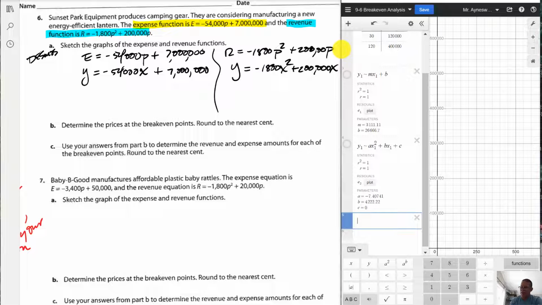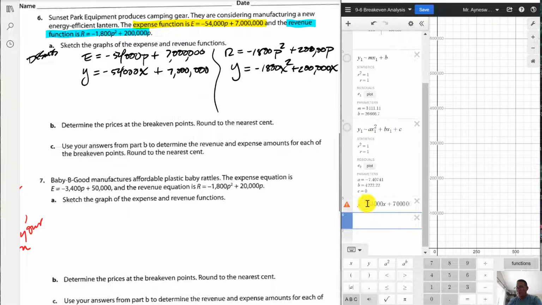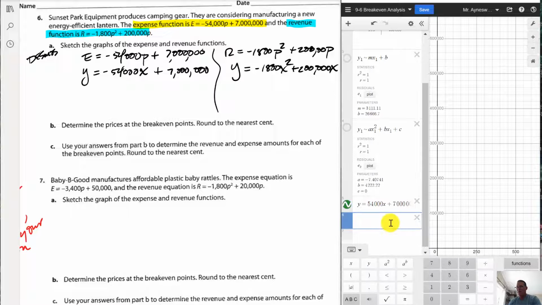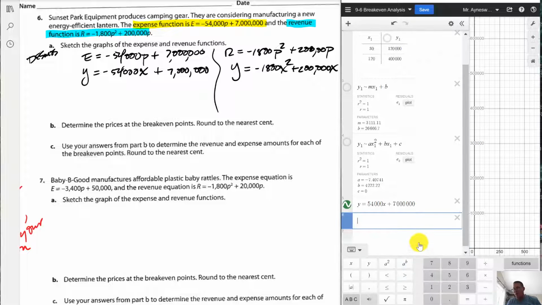So here we go. Let's type in our expense function first. So y is equal to negative 54,000, okay, times x plus 7 million. Oh, I made a little mistake there. Gotta type in equal sign. Okay. There we go. All right. Now, if you want to see your entire function, just grab this bar here and bring it off to the right. Okay, so we got our first function in there.